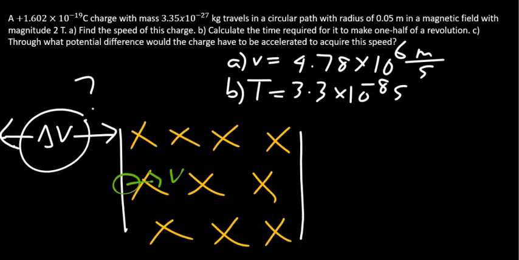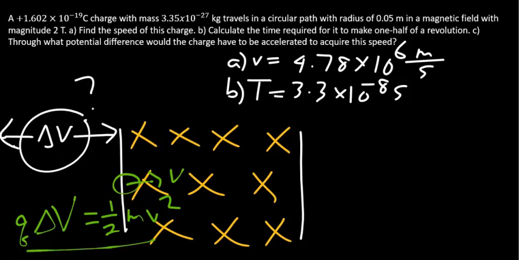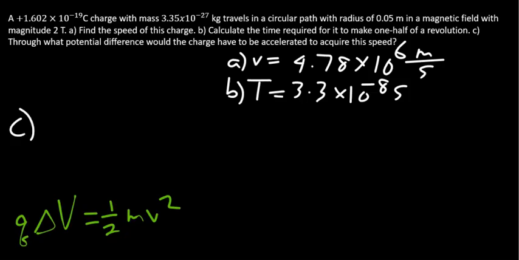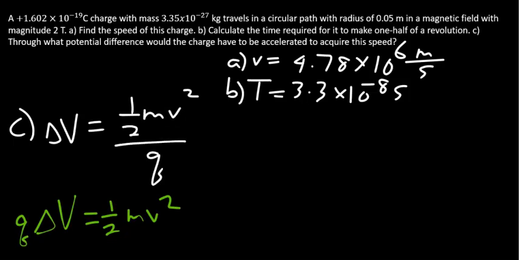Note that by the time the charge gets to that field region, it would have a kinetic energy of half mv squared. That was acquired from the electric potential energy, q delta V. So when you equate the two forms of energy, we know the charge, we know the mass, we know now the speed, you can determine the potential difference needed. So that's how you solve for part C. So delta V equals half m speed squared over the charge.